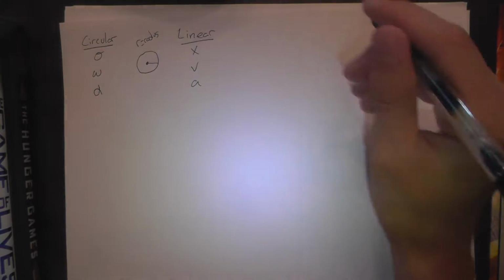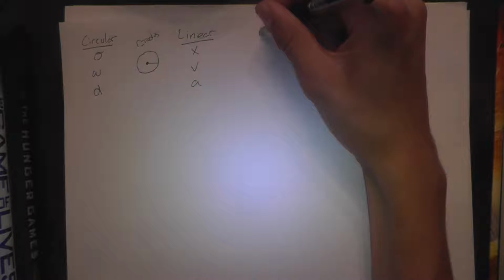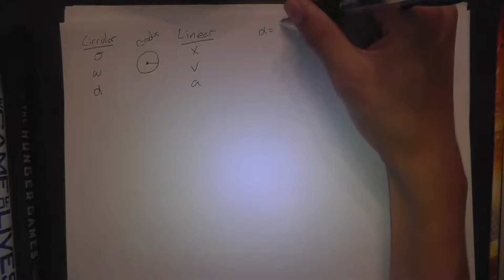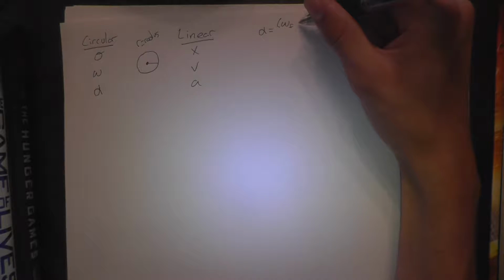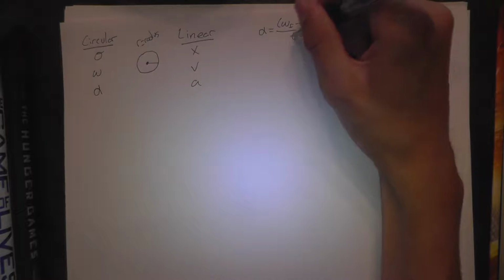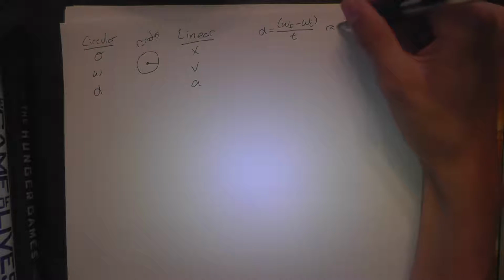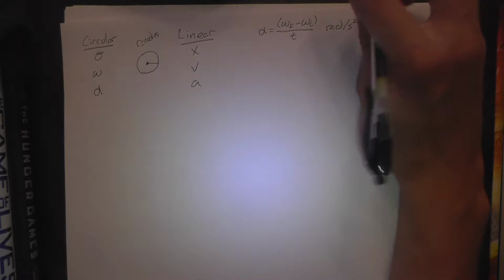Here are our circular values: angular displacement, angular velocity, and a new value I'm going to introduce, which is angular acceleration, which you won't really use that often. It's little alpha, that fish-looking thing there, and angular acceleration is simply equal to the same thing that linear acceleration is, except in angular terms: the final angular velocity minus the initial angular velocity over time. And it's measured in rads per second squared.